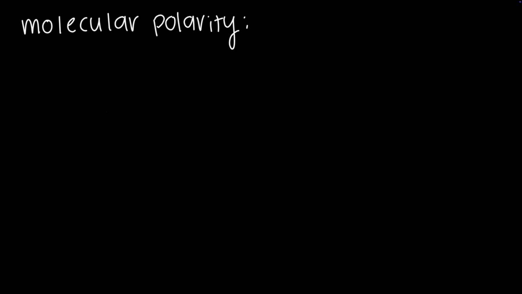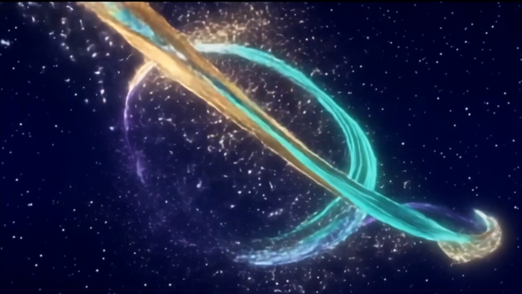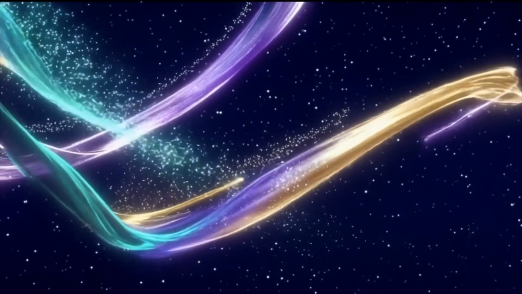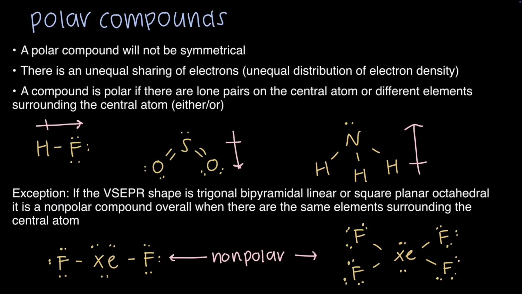Now that you know the structure, the next question is: is the molecule polar or nonpolar? Here is a fast way to determine if the molecule is polar or nonpolar. You only need a Lewis structure and the VSEPR shape. A polar compound will be unsymmetrical, and this means that there is an unequal distribution of electrons. A compound is polar if there are lone pairs on the central atom or different elements surrounding the central atom.